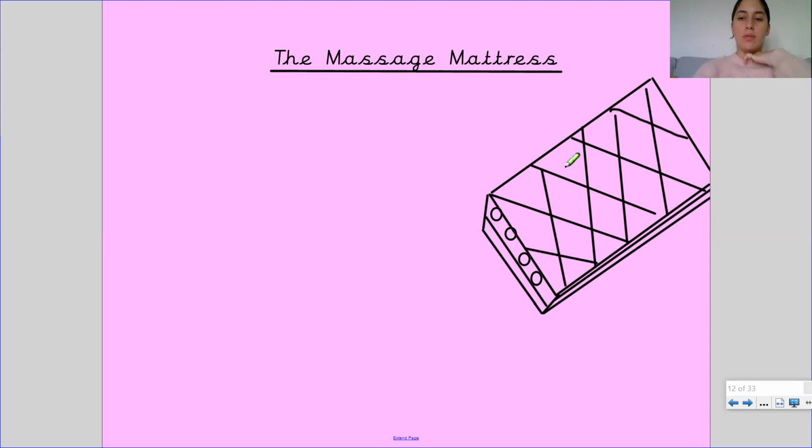I'm going to make a lot more effort when I'm actually writing out my non-chronological report, and I'm going to add a lot more detail to it. But this is just to give me an idea of how my actual report will look like. This is just a plan, so it's a rough sketch.